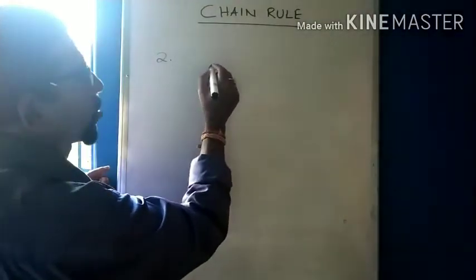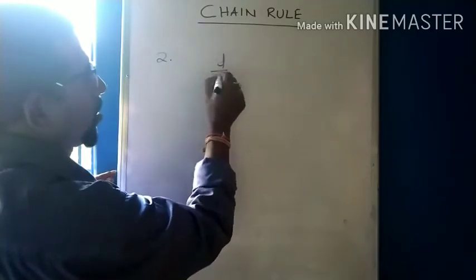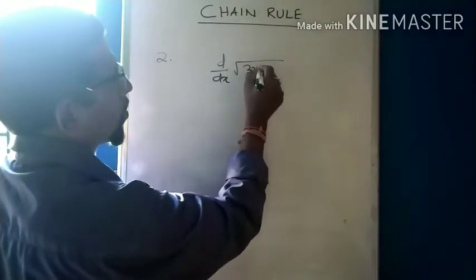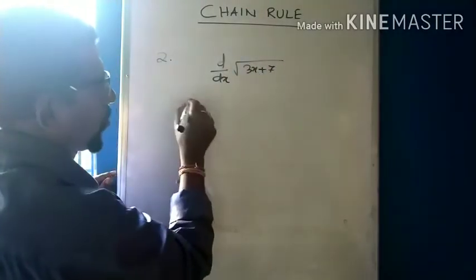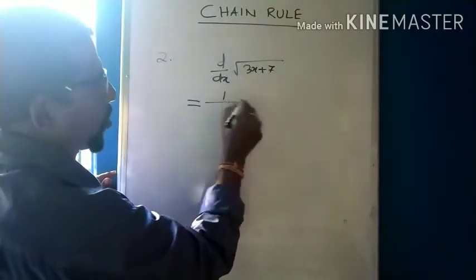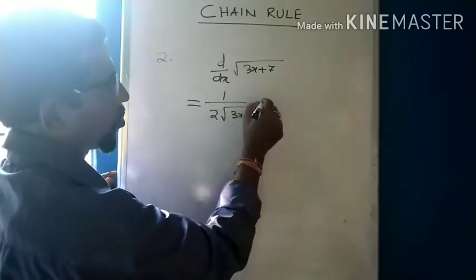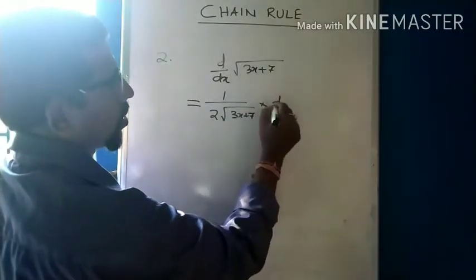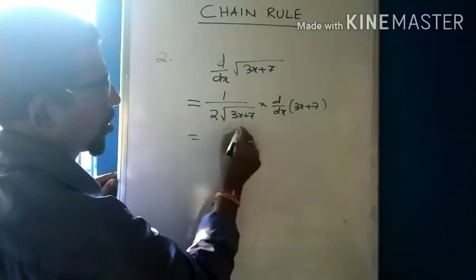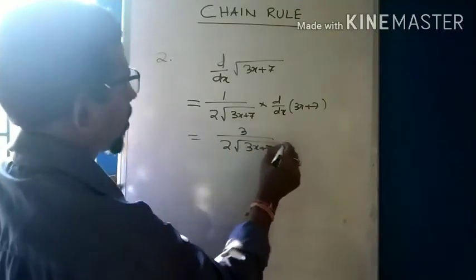Now if you get another function, suppose the differentiation of root over 3x plus 7. How to differentiate? Root over f(x): we know root x gives 1 by 2 root x, so it will be 1 by 2 root (3x plus 7) into, you have to differentiate again 3x plus 7, which is 3. So the answer will be 3 by 2 root over (3x plus 7).